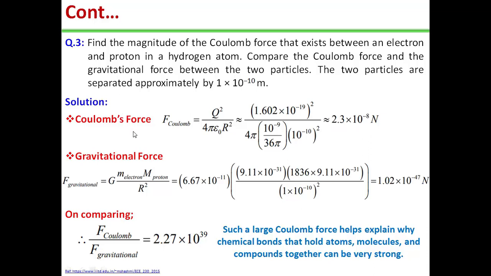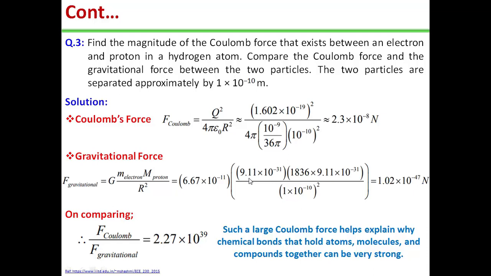Now let us try to find the gravitational force. The gravitational force is G, the constant, times the mass of the electron multiplied by the mass of the proton, divided by R squared. The masses of the electron and proton are different, however the charges of the electron and proton are the same. So accordingly, the gravitational force will be different. G is the constant whose value we know, and R is the distance between electron and proton, which is given in the question.